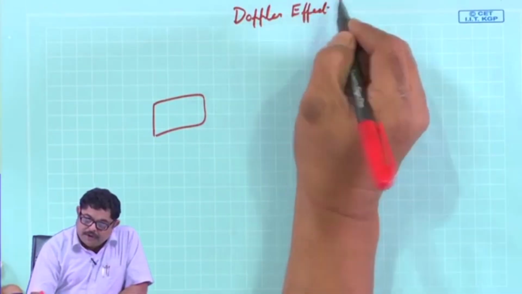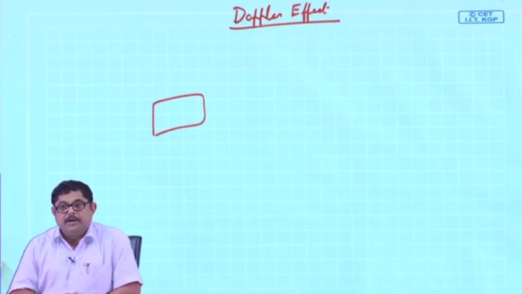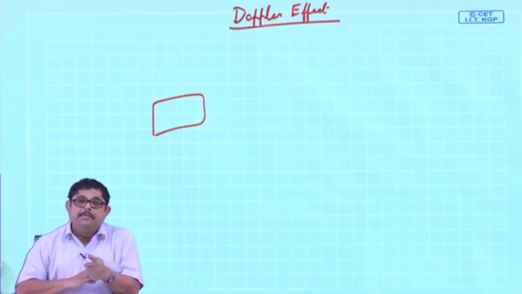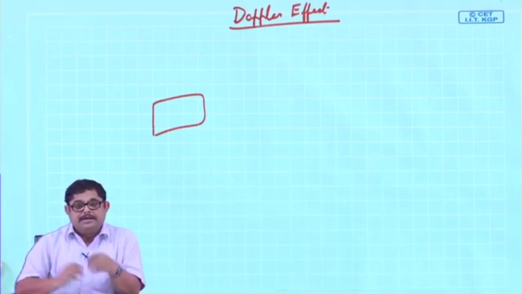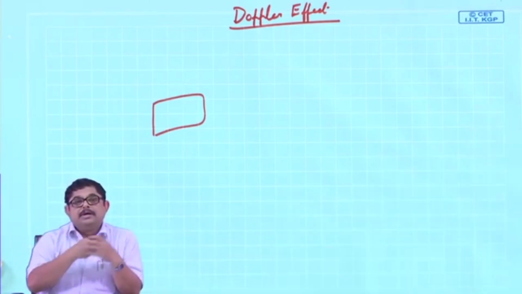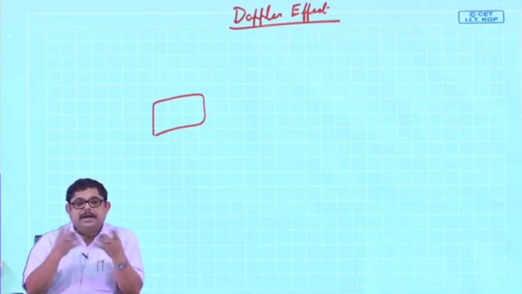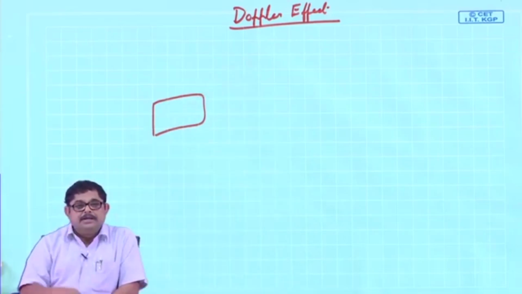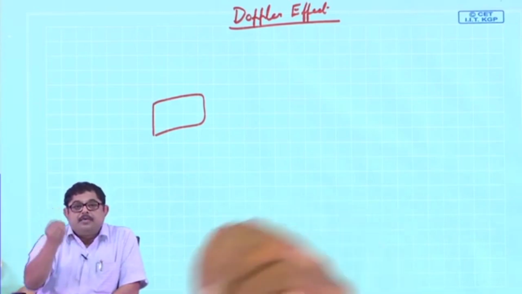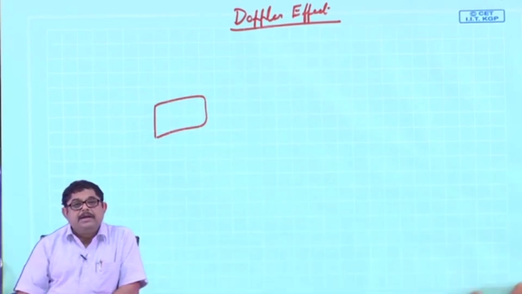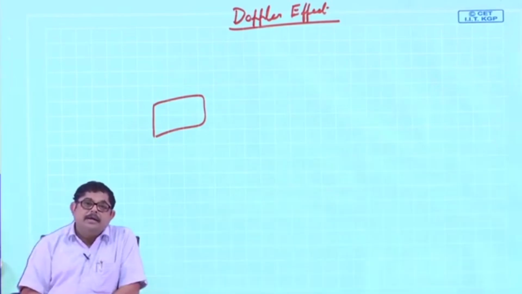We all know from our elementary college level that whenever there are two bodies and there is a relative velocity between them, the frequency of the signal that is falling on the body and coming back will get changed. That is called the Doppler effect. So if there is a relative velocity between the target and the radar, then when the echo comes, it will have a Doppler change. If I can detect that Doppler change, I can predict the relative velocity.